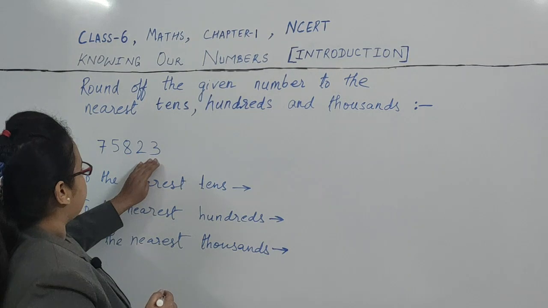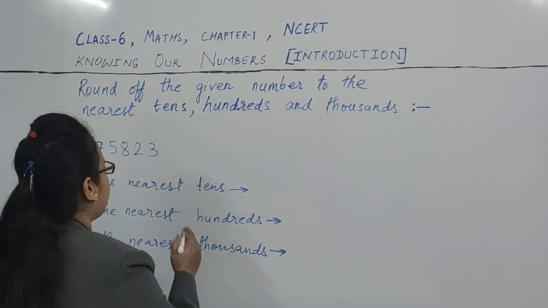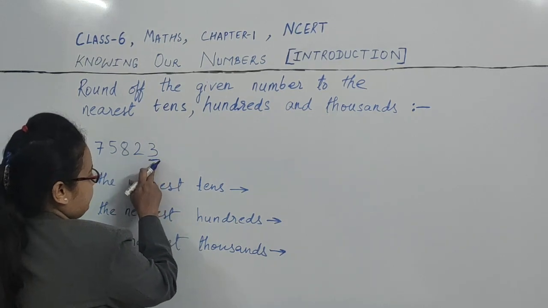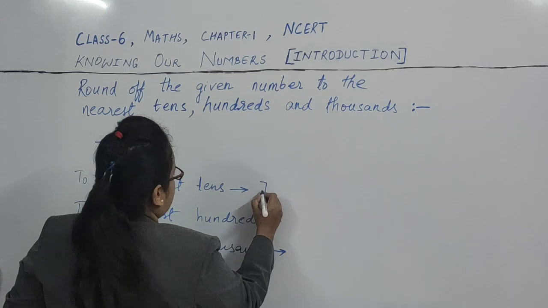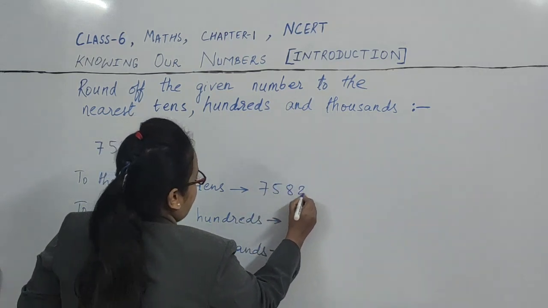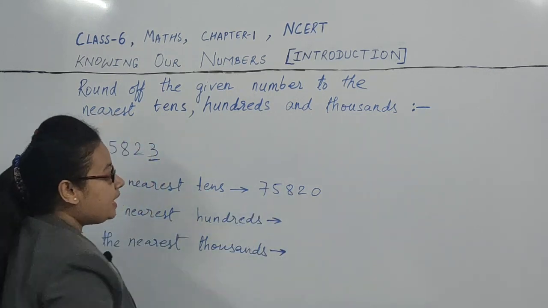So if we round off this number to the nearest tens, we have to look at the ones digit. Ones digit is less than 5, so it will be 0 and this will remain as it is. So 75820. This number is rounded off to the nearest tens.